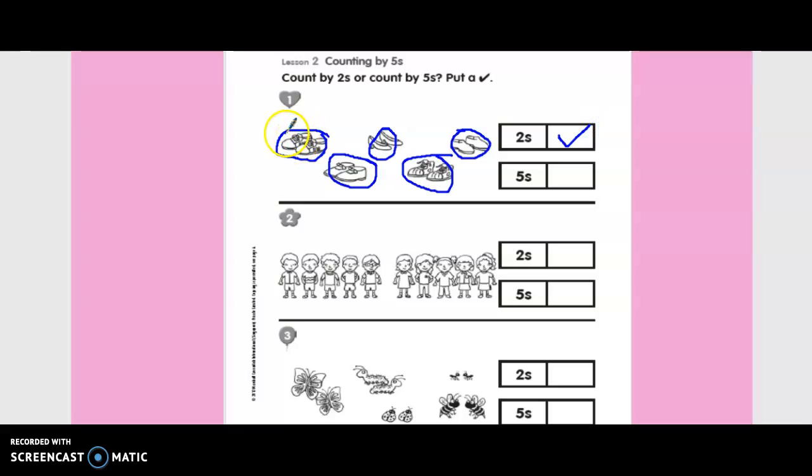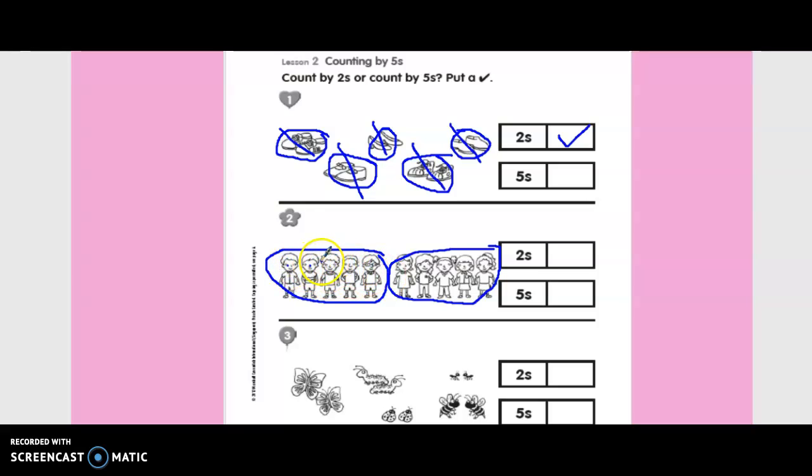Let's skip count by 2. 2, 4, 6, 8, 10. There are 10 shoes. All right, boys and girls, what about the groups of kids? Here's one group right here, and there's one group of girls right here. Would we skip count these groups by 2 or by 5? How many are in each group?